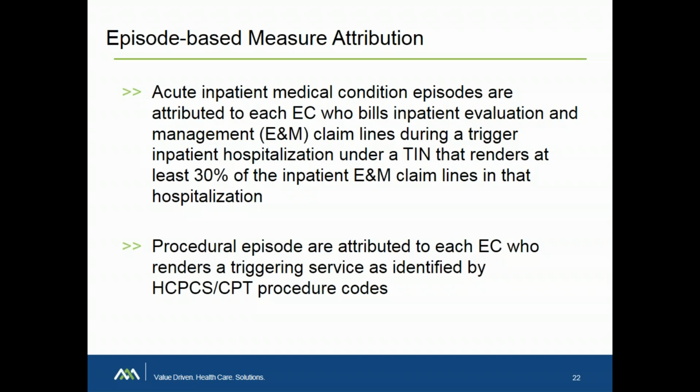As far as attribution, for the acute inpatient medical condition episodes, those are attributed to the eligible clinician who bills E&M claim lines during the inpatient hospitalization event under a TIN that renders at least 30% of the inpatient E&M claim lines during that event. So essentially, CMS is first going to look at, is there any TIN that billed at least 30% of the claim lines for this episode? And if yes, then any individual NPI that submitted a claim for that event during the time period would be assigned to that patient or attributed that patient.